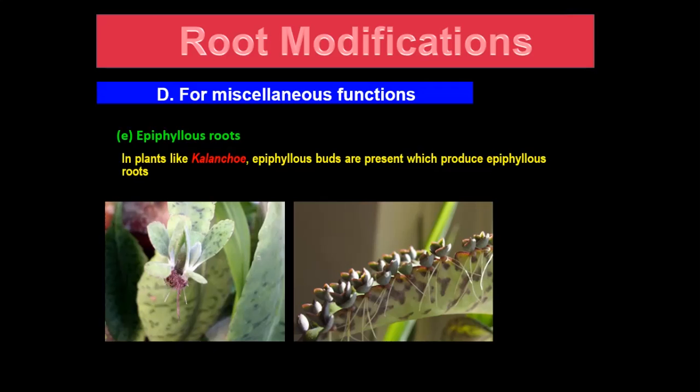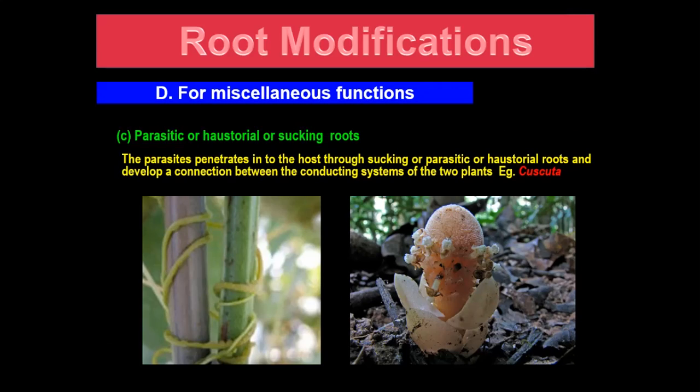Next one, sucking or haustorial roots. Sucking or haustorial roots are found in parasitic plants. The parasites penetrate into the host through the sucking roots and develop a connection between the conducting systems of the two plants. This kind of sucking root penetrates into the xylem and phloem tissues. It easily sucks water and food from the higher plants. So it is a parasitic plant. For example, Cuscuta. Cuscuta easily sucks the nutrients from the higher plants.